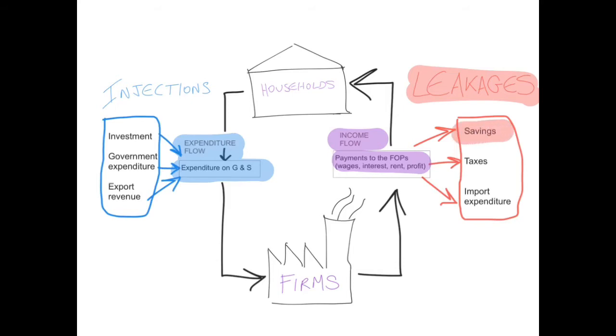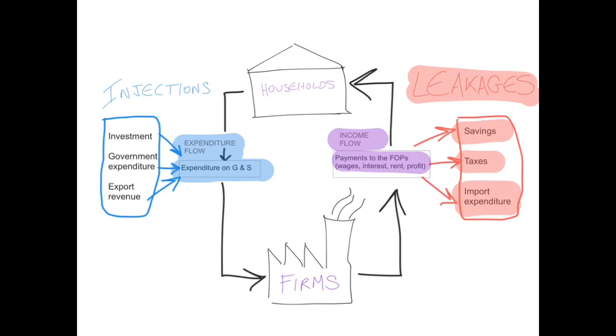At the same time, not all the money that the firms pay goes to the households. Some of it is taken by the government in the form of taxes. Also, not all the money earned by households is necessarily spent in the domestic economy. Some of it is spent on imports. That gives us import expenditure. So the leakages are savings that go into the financial markets, taxes that go to the government, and import expenditure that goes to foreigners.